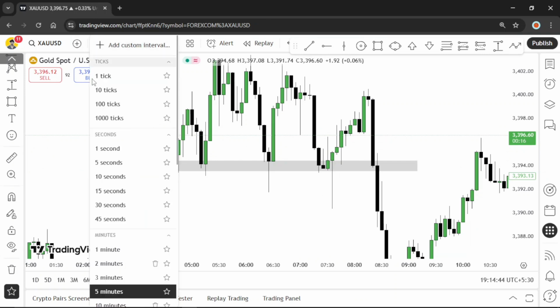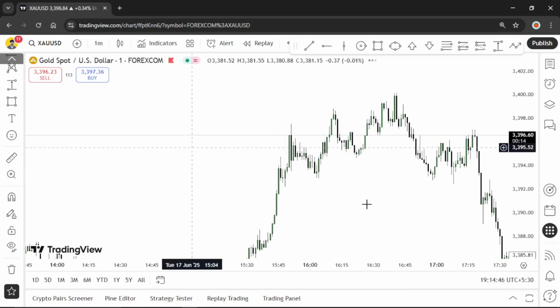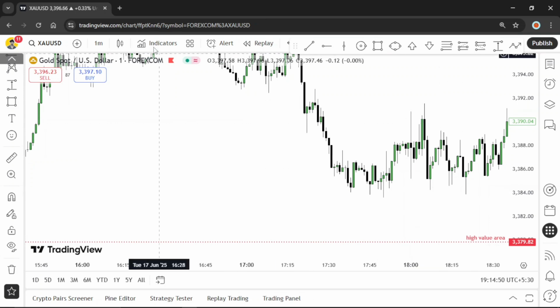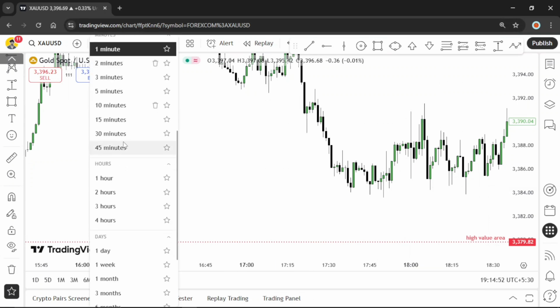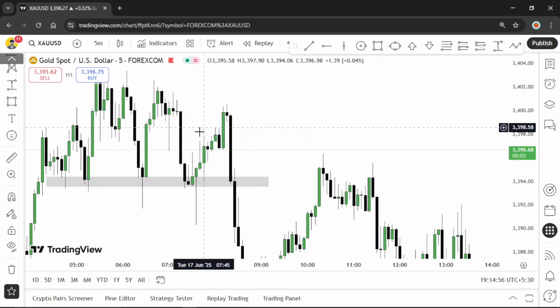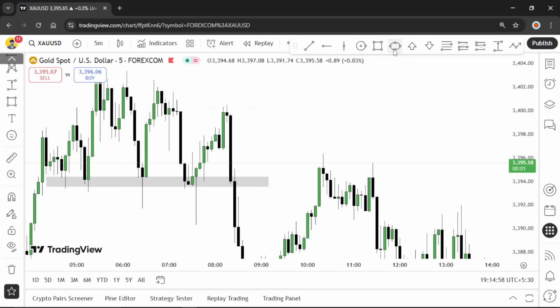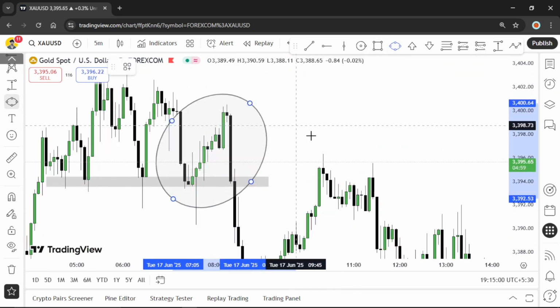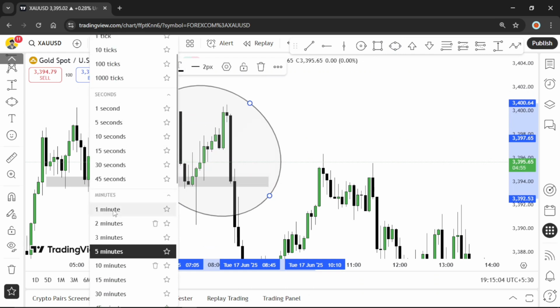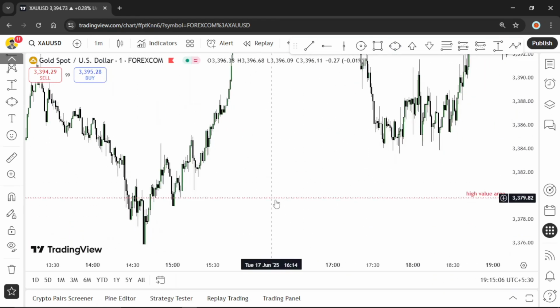We can go to the 1 minute to get a further view of that area. Sorry, I will go to the 5 minutes and mark that area in a correct way. These are the places we want to identify very closely in this area. So I go for 1 minute to get a further view of that side.